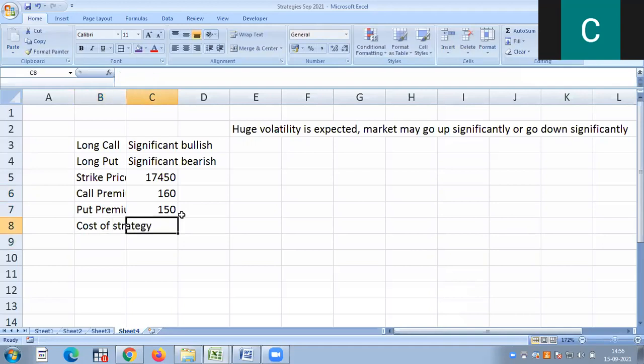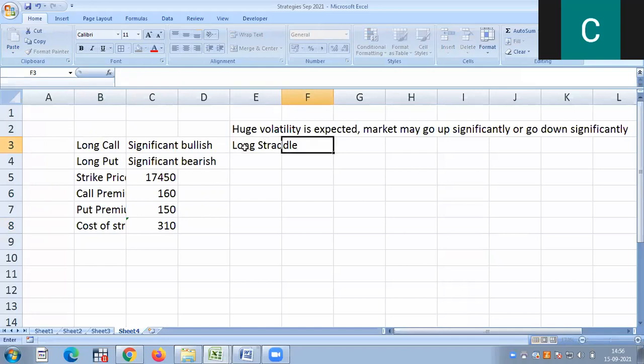310. 10 rupees I'm spending for buying this. But in reality, please understand that there is a lot size of 50 for Nifty 50. Lot size of 50 means to buy one contract of Nifty 50, how much money we need to spend? 310 into 50. Okay, that is what we do. So a combination of long call and long put together, we call it the long straddle strategy.